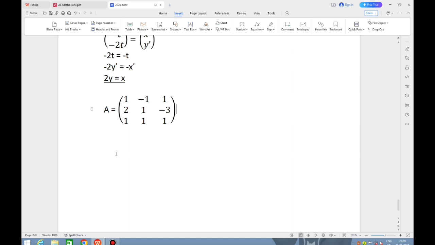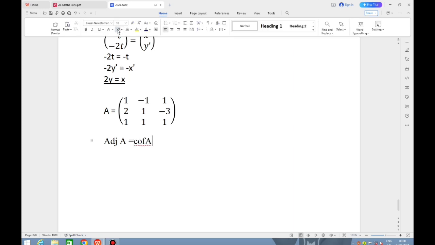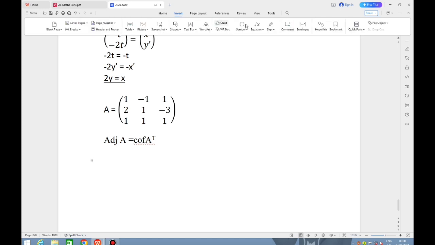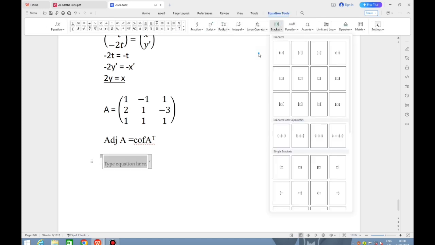Okay, now to find the inverse of this matrix, you have to find the cofactor of the matrix, and you have to find the adjugate of the matrix. The adjugate of the matrix is simply equal to the transpose of the cofactor. So adjugate A is simply equal to the transpose of the cofactor of A. And finding the cofactor of a 3 by 3 matrix is a very straightforward process. Let's input the matrix here.